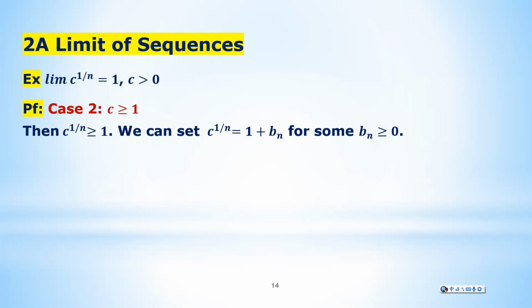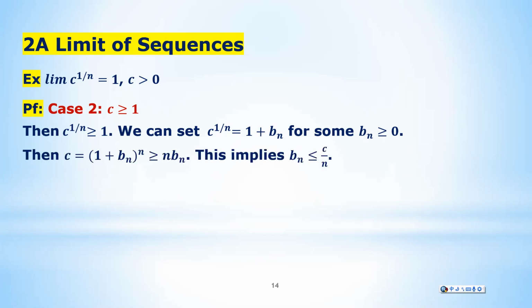Now we are going to have another setting. I'm going to set c to the 1 over n equal to 1 plus bn. Because it's greater than 1, we don't need to have a fraction, just 1 plus bn, with bn greater than 0. And now we're going to show that bn goes to 0. Again, we'll follow similar steps to do this.